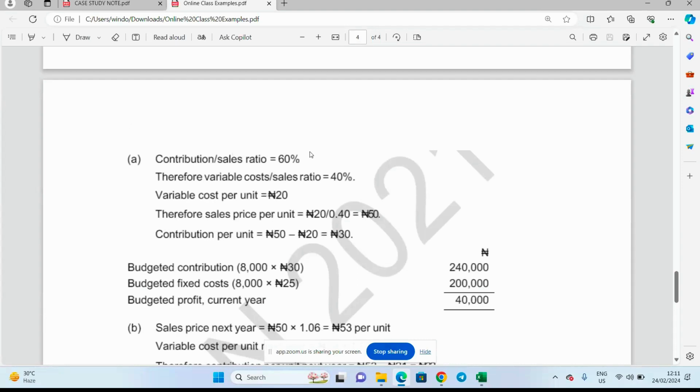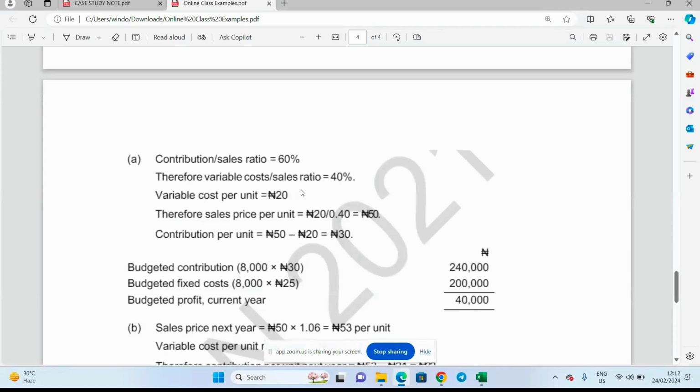Contribution to sales ratio is 60%. Therefore, variable cost to sales ratio is 40%. Variable cost per unit is 20 naira. Therefore, sales price per unit will be 50 naira. Now that we know the selling price per unit and the variable cost per unit, contribution per unit will just be 50 naira minus 20 naira, which is what? 30 naira. Do you agree?